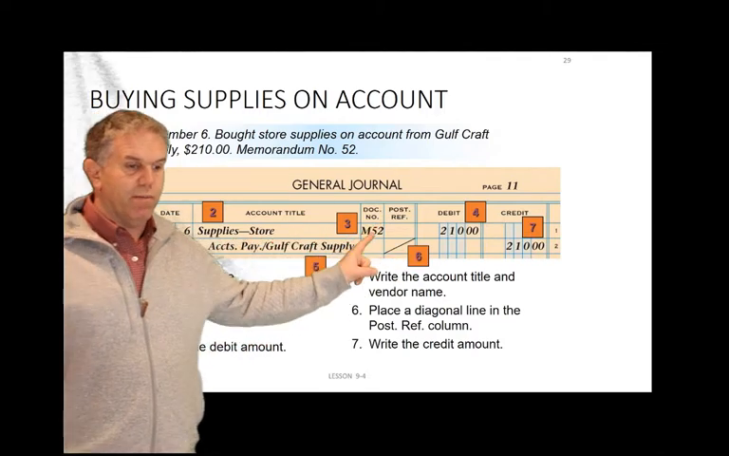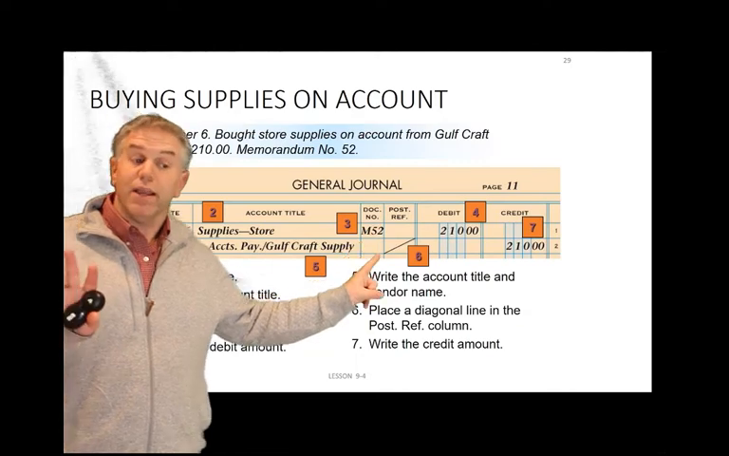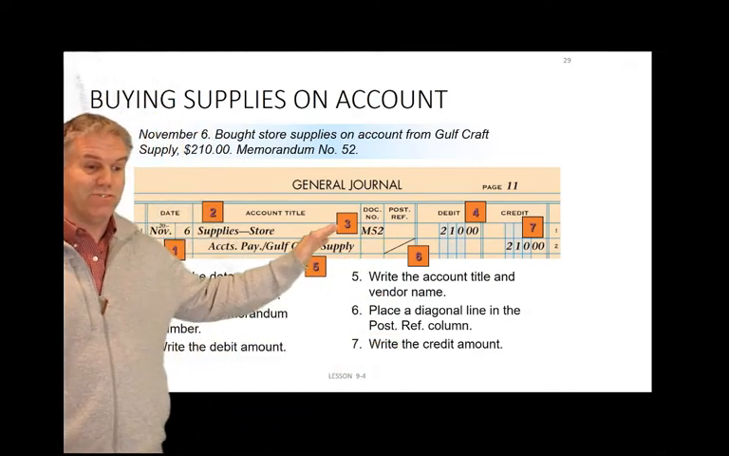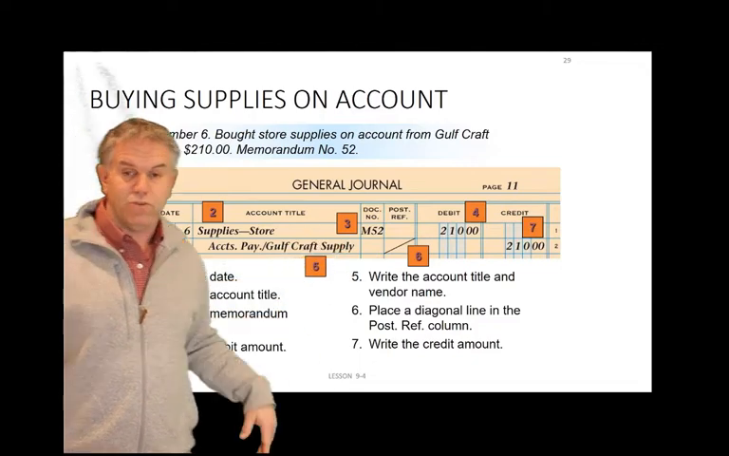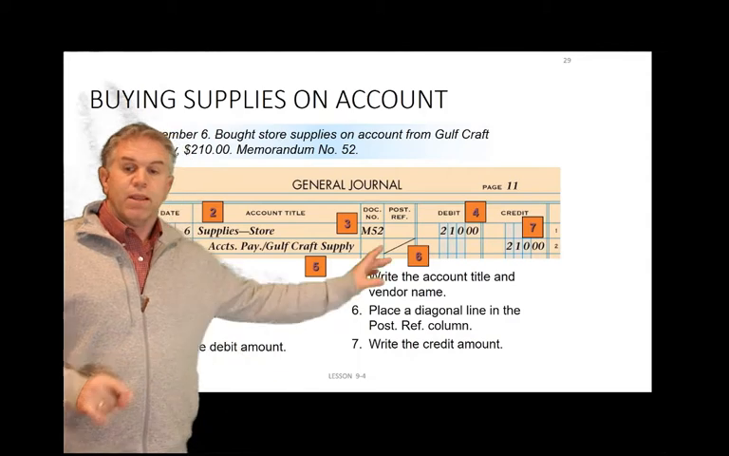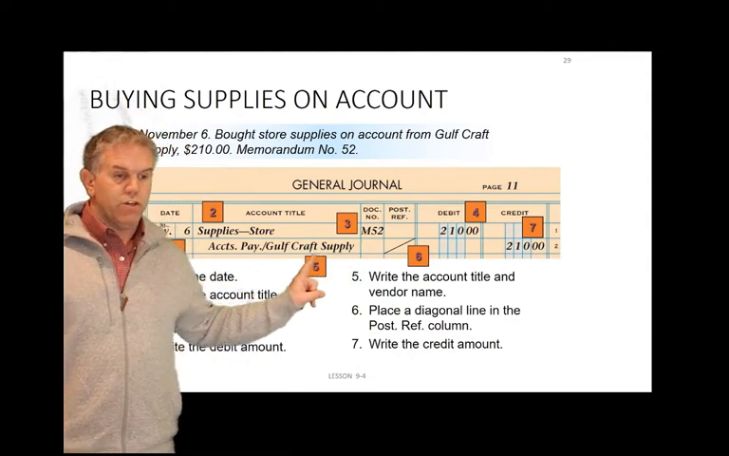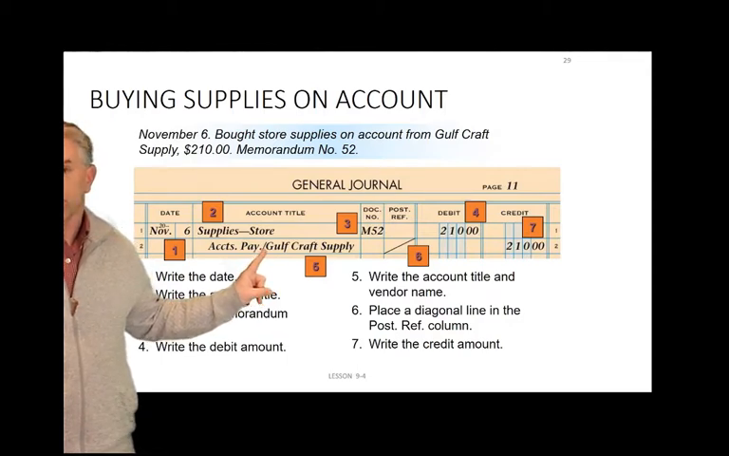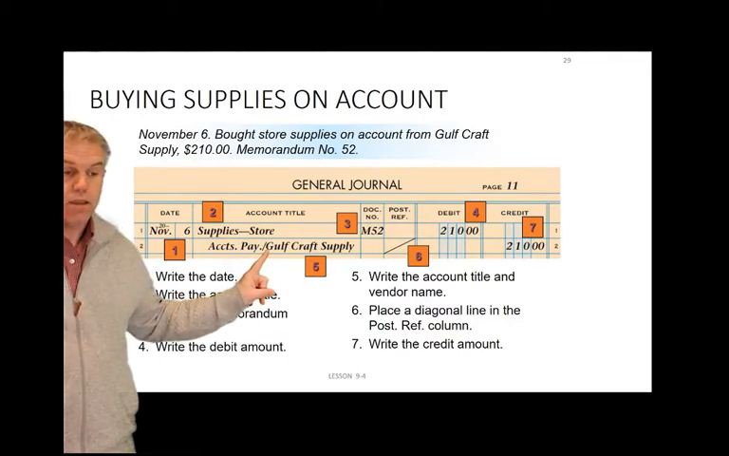Notice it's our M, right? And M, as our little indicator, says multiple lines. So we're using our multiple lines in our general journal. Little trick for you. Remember that from way back in 1 through 8. Here's the one change. In the past, we have used just accounts payable Gulf Craft Supply. Now we need to put a slash there.